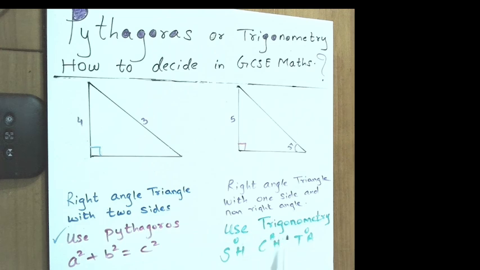So you are going to use trigonometry, and then you are going to use the trigonometry rule, that is SOHCAHTOA. So this is the difference between Pythagoras and trigonometry. All right, so if you see one angle, right angle triangle, Pythagoras. If you see two angles, trigonometry. In short, all the best.